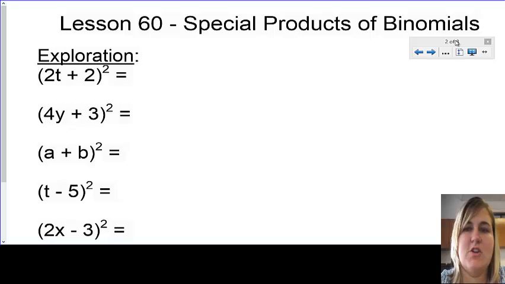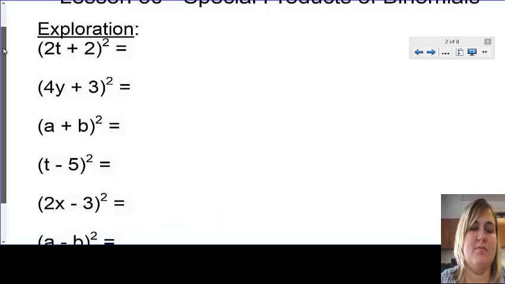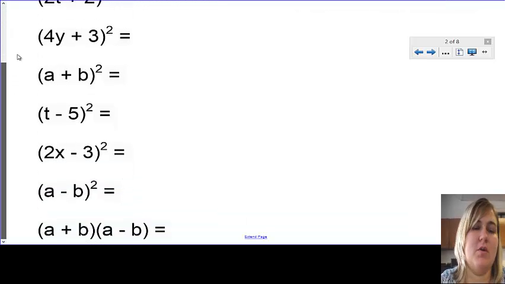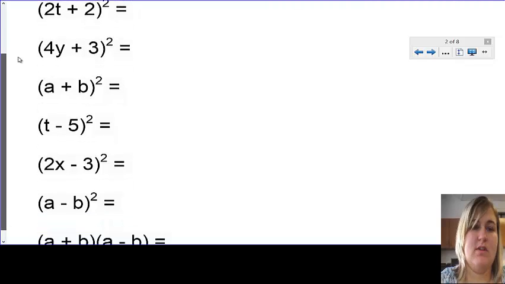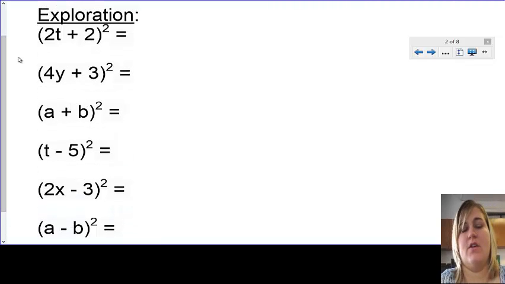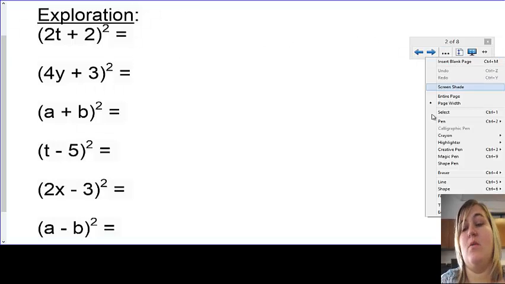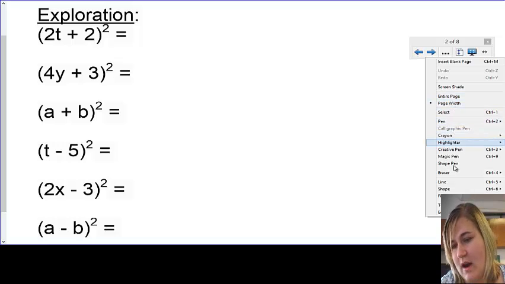Lesson 60, Special Products of Binomials. So on this first slide, it's just wanting you to do a little exploration. I'm going to help you get through the first two of these, and then you're going to do the rest on your own. Or I'll have to skip some, so I have plenty of room. I'll help you with two of these, and then I want you to do the rest on your own for extra practice.